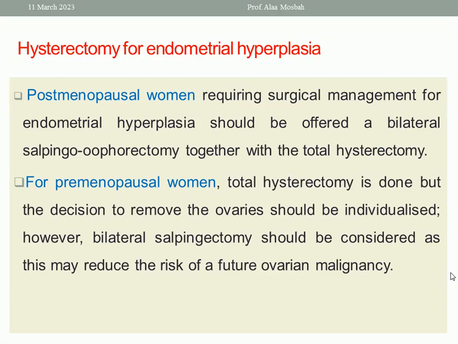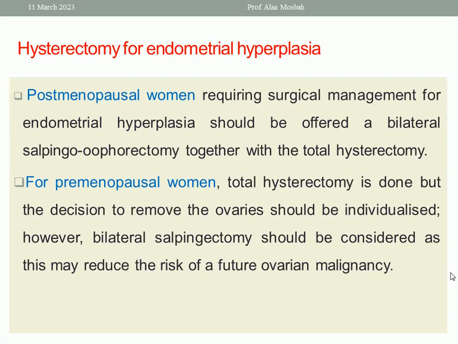But what is very important here, if you leave the ovary, please, you should do bilateral salpingectomy. Why? Because this may reduce the risk of future ovarian malignancy. As mentioned in many studies, the source of serous ovarian epithelial tumor may be the fimbrial end of the tube. So salpingectomy should be done, especially as it is functionless now.